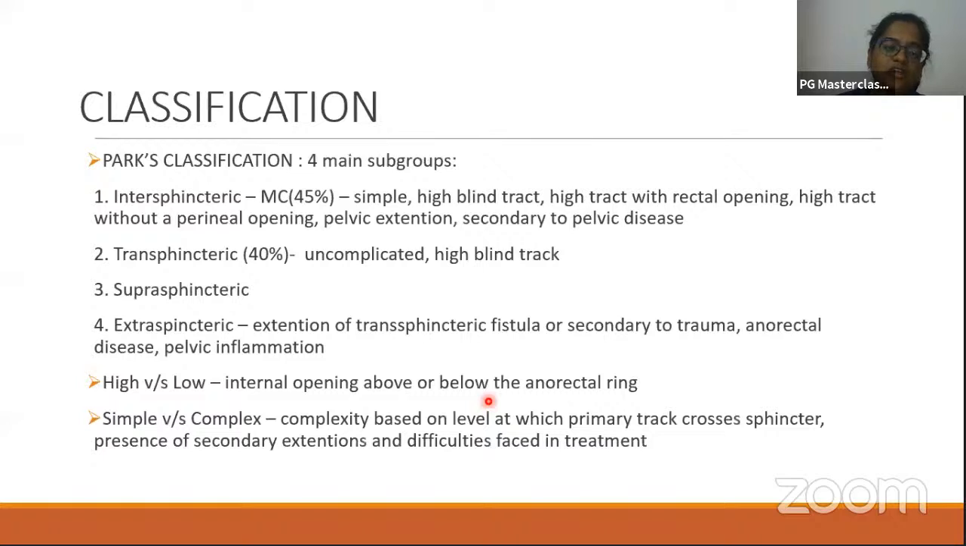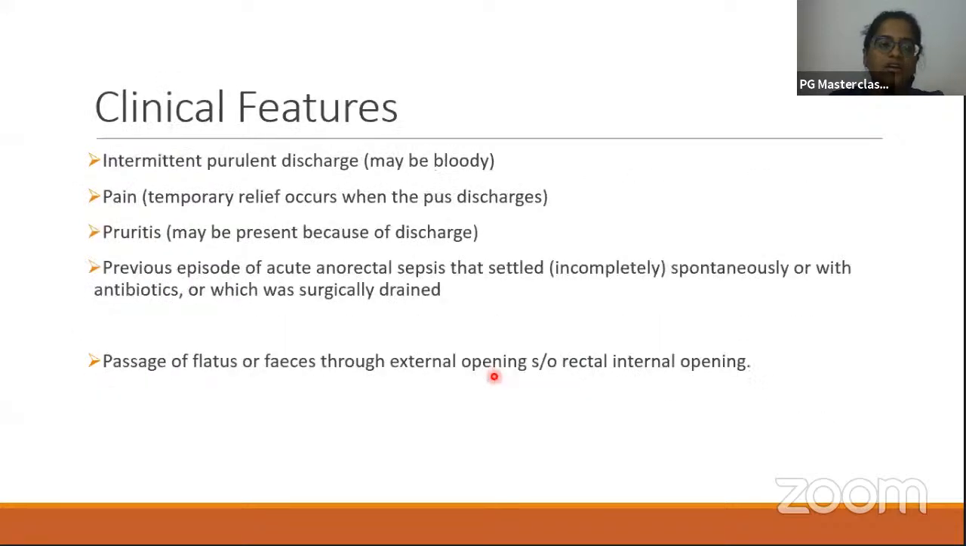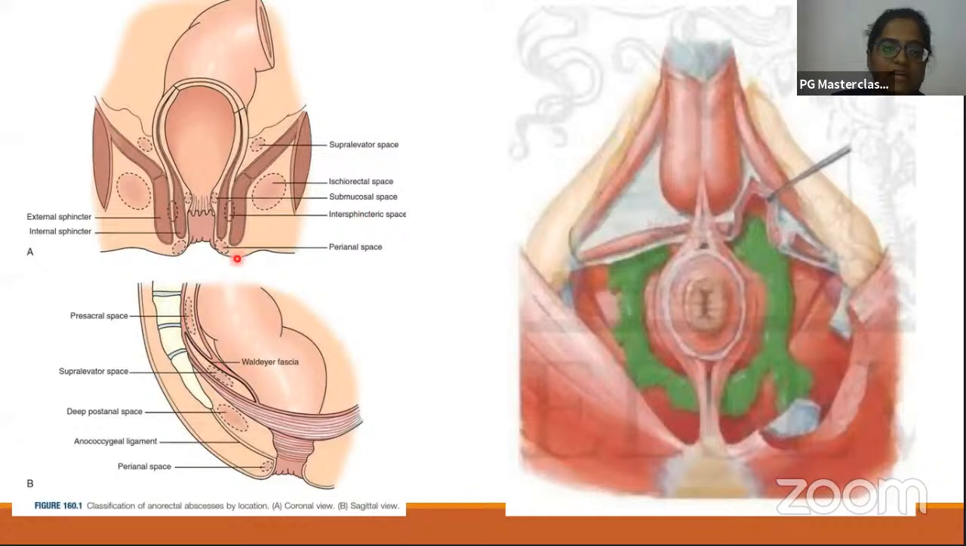Moving on with the classification, Parks classification is used to classify fistula-in-ano into four main subgroups: intersphincteric, transsphincteric, suprasphincteric, and extrasphincteric. I'll just describe the subgroups first, and then classify them further. Intersphincteric will basically have an external opening in the perianal skin, and it will only cross the internal sphincter. It will not cross the external sphincter.